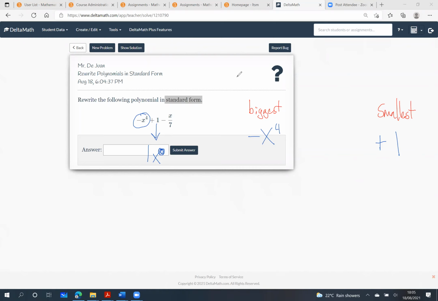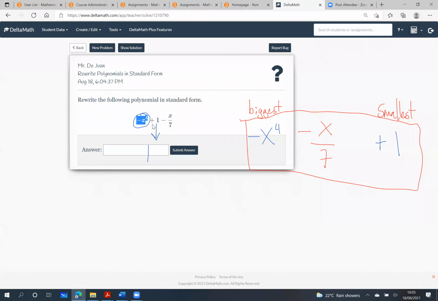So anytime you have a number on its own, it actually is a variable to the power of 0. And now we have minus x over 7. So this is how we need to write it. And a little trick that we can probably do is actually copy.